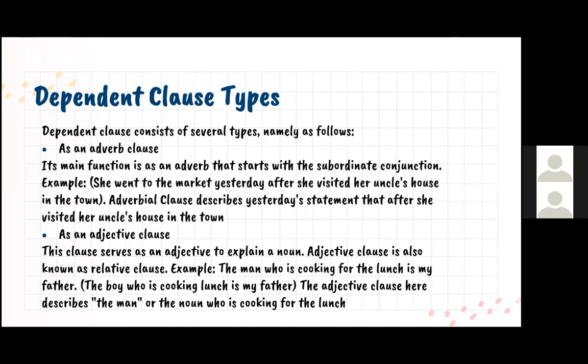And the second is the adjective clause. This clause serves as an adjective to explain a noun. An adjective clause is also known as a relative clause. Example, the man who is cooking for the lunch is my father. The adjective clause here describes the man, or the noun, who is cooking for the lunch.